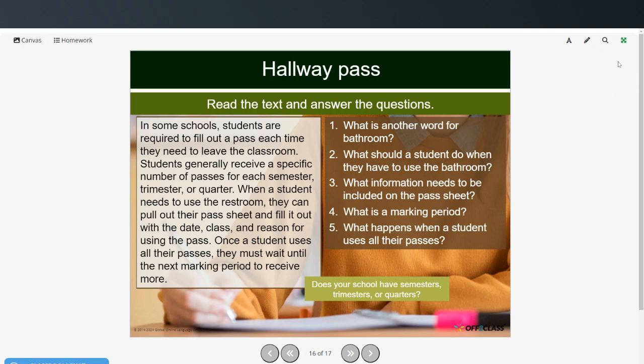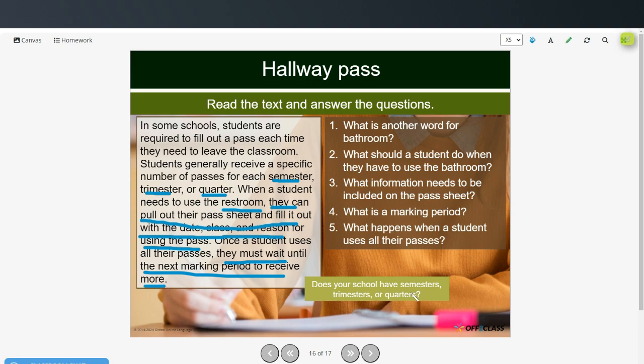All right, so what is another word for bathroom? Well, that would be restroom. What should a student do when they have to use the bathroom? So they can pull out their pass sheet and fill it out. What information needs to be included on the pass sheet? The date, class, and reason for using the pass. What is a marking period? That would be the amount of time when grades are calculated, so generally a semester, a trimester, or a quarter. And what happens when a student uses all their passes? They have to wait until the next marking period to receive more.